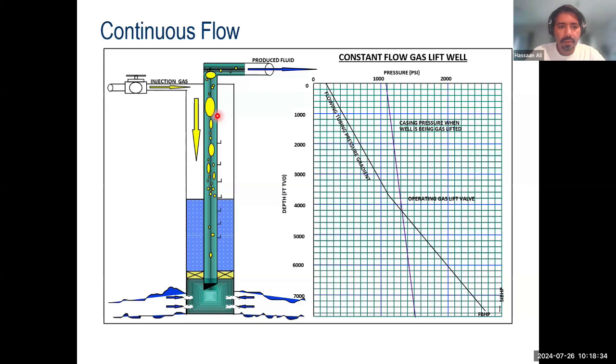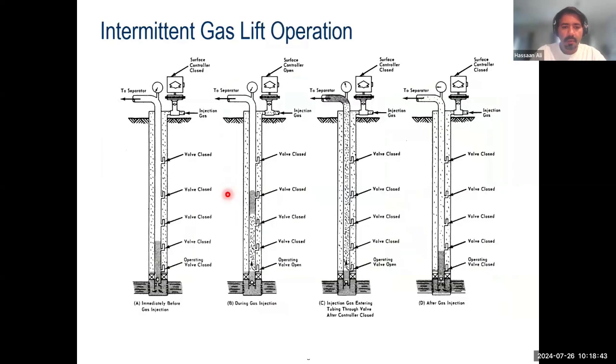So in the continuous flow, you will keep on injecting gas and the well will keep on flowing. But in the intermittent flow, all your valves are closed, including your operating valve, which is at the very deepest injection point in the well. This is just before the gas injection has started. Now your operating valve will open, while all the valves above the operating valve are closed.